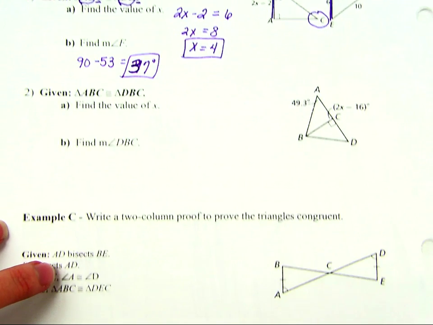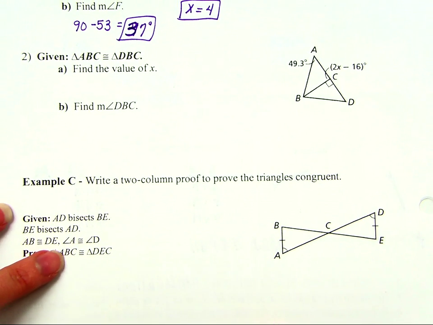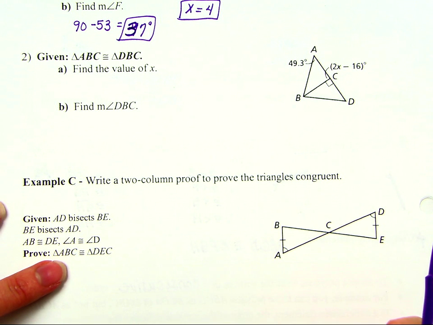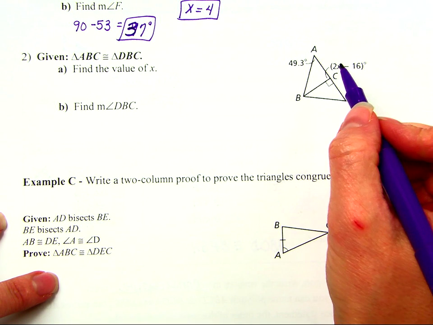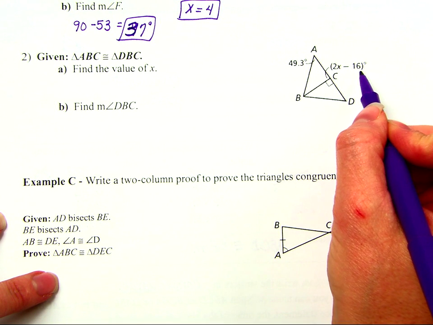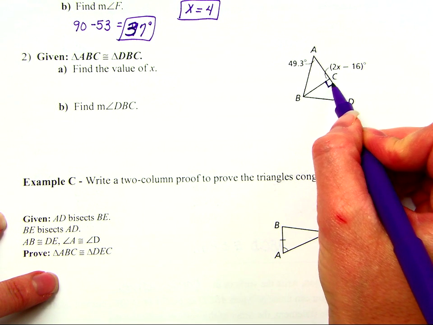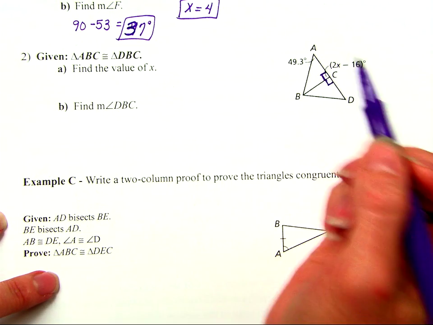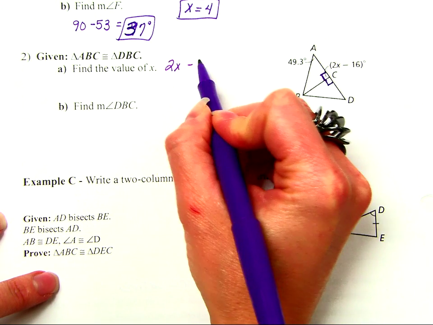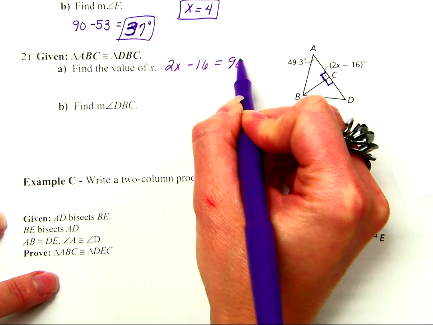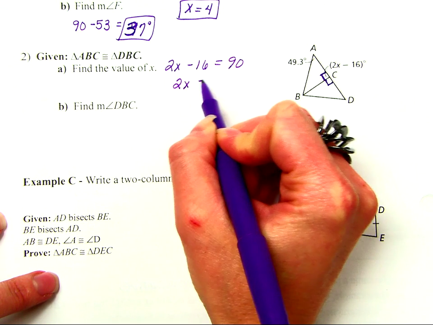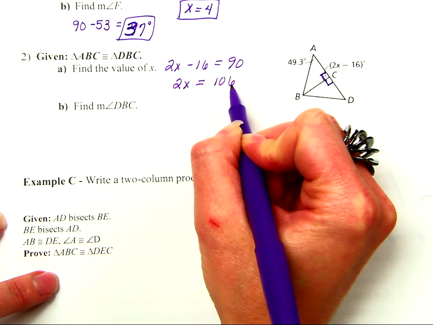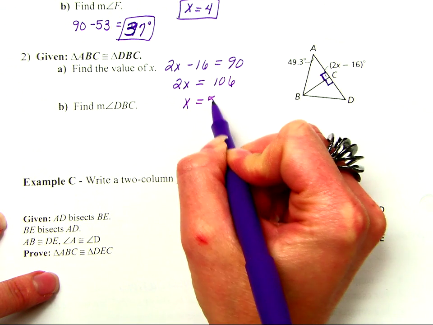Looking at number 2 is much the same. I'm looking to solve for some of my missing information. Triangle ABC is congruent to triangle DBC. And so here, I'm looking to solve for x. Well, in this case, because I have my 90-degree angle, I know that this also has to be 90 degrees. So I can simply take 2x minus 16 and set that equal to 90. I would find that 2x equals 106, or that x is equal to 53.